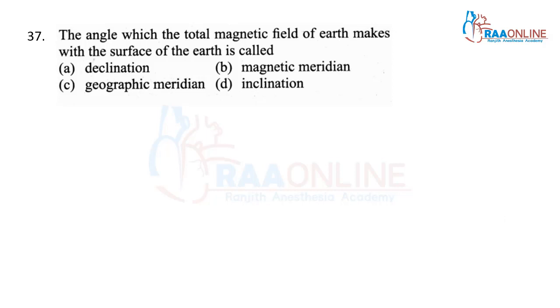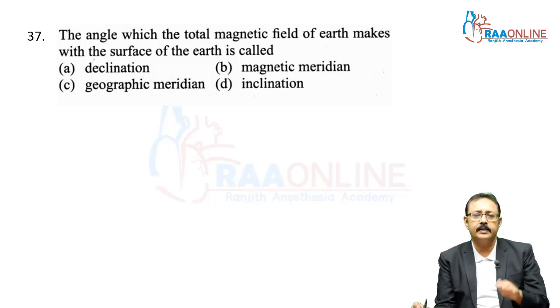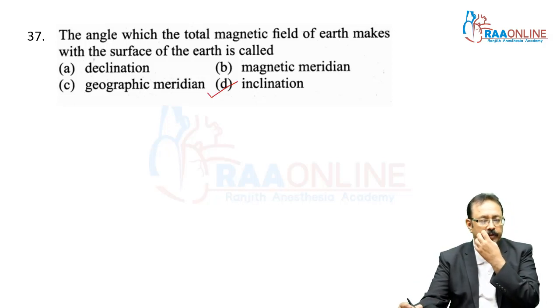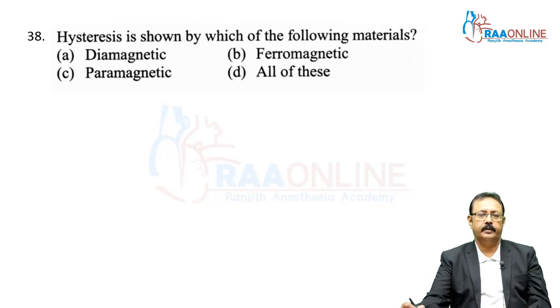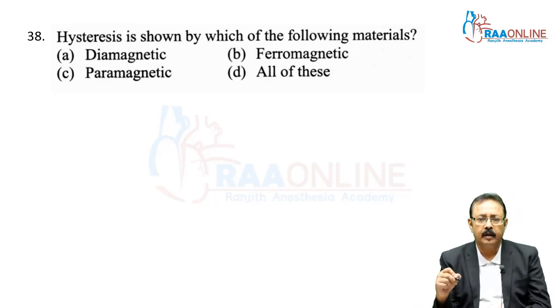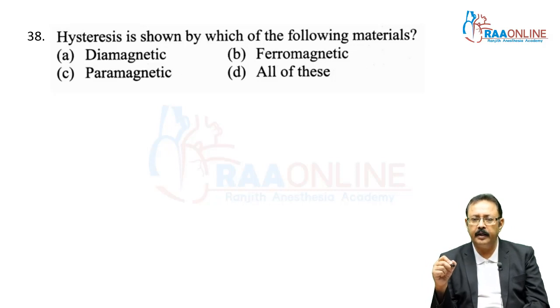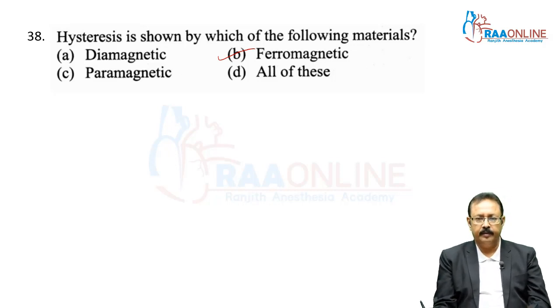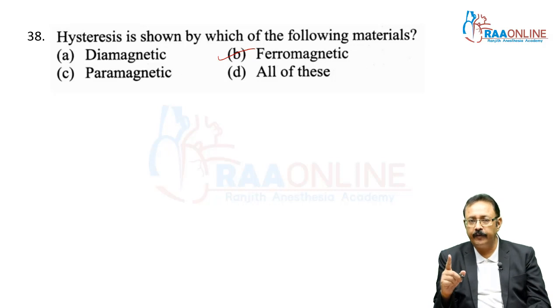37th, the angle the total magnetic field of Earth makes with the surface of Earth, means horizontal component, is known as angle of dip. Or the second name of angle of dip is inclination. So we will go with D option, angle of dip or angle of inclination. Hysteresis is shown by which of the following material? Diamagnetic, ferromagnetic, paramagnetic, all of these. Only ferromagnetic substance shows hysteresis, because we are making permanent magnets with ferromagnetic substance.